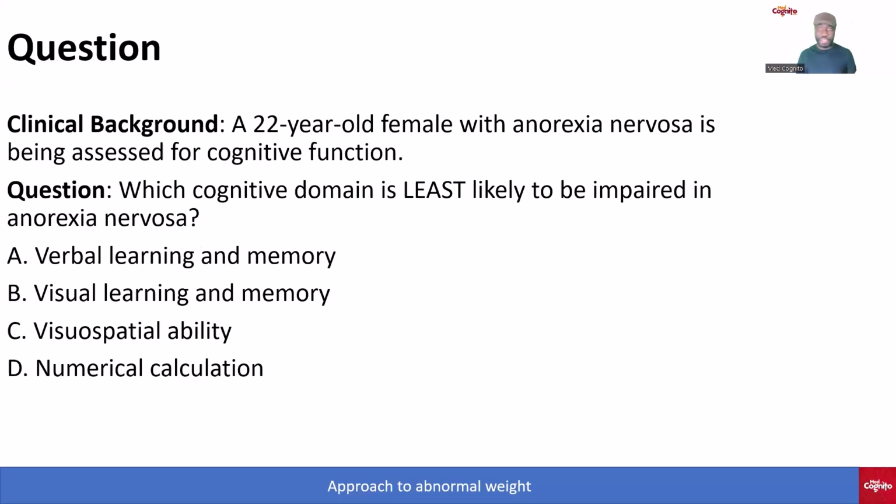So you think you know anorexia nervosa? Let's do the test and see, right? Which cognitive domain is least likely to be impaired? So it looks like patients with anorexia nervosa may have some cognitive impairments. They may. But which of these is least likely to be impaired? Is it A, their verbal learning and memory? B, their visual learning and memory? C, their visuospatial ability? Or D, their numerical calculation?